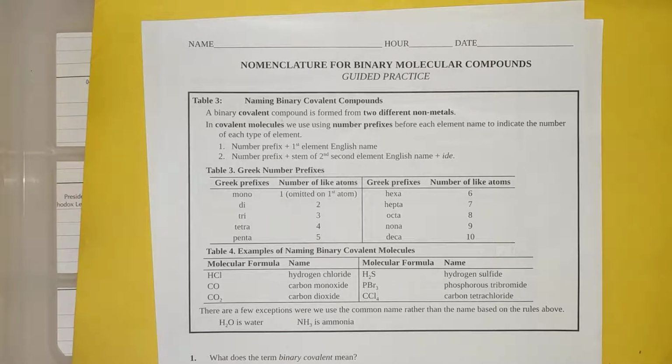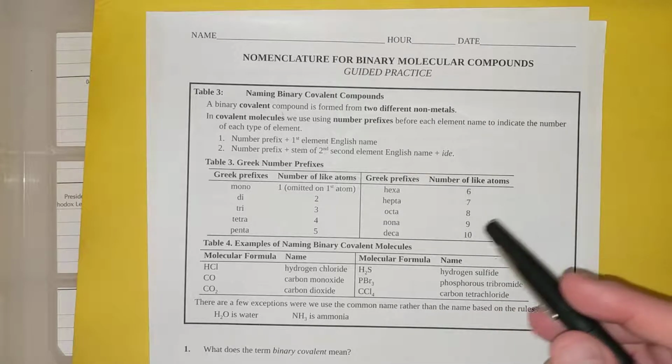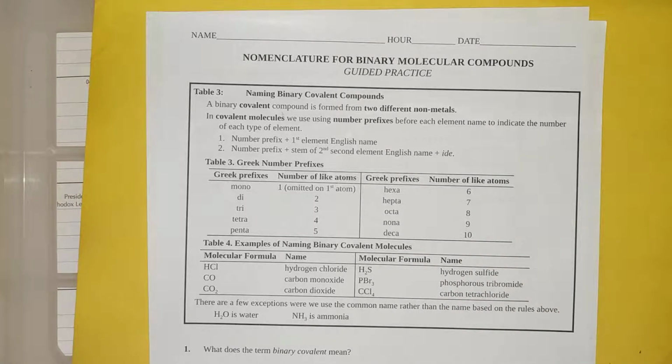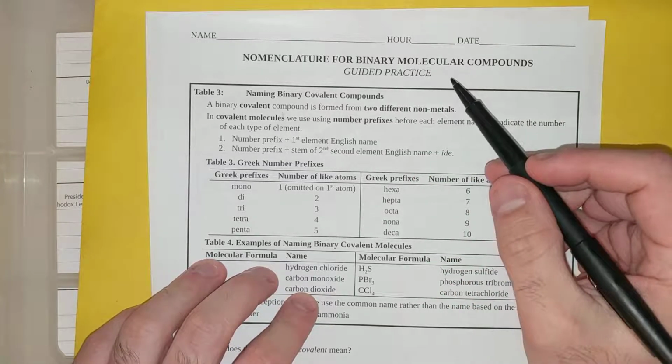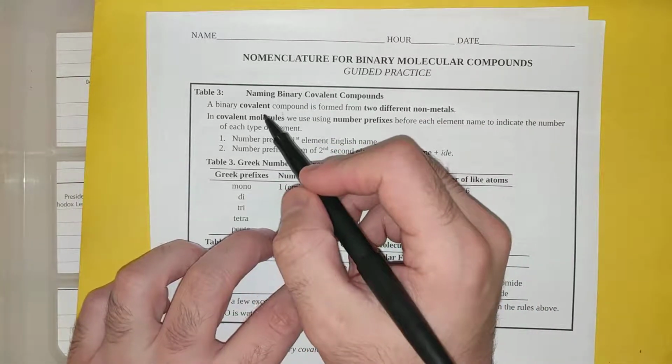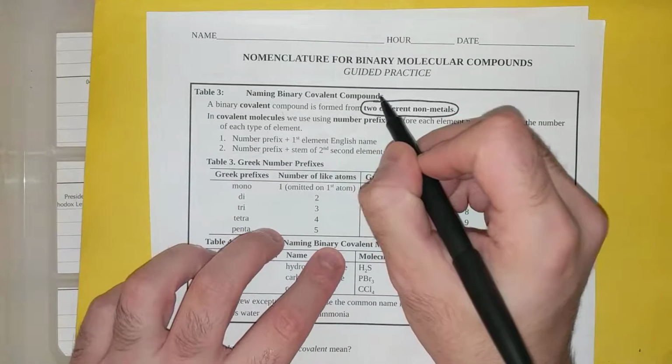Alright, hey Honors Chemistry. I wanted to make a quick and brief video on naming molecular compounds. A lot of us have been seeing that this is relatively quick and approachable, but I still want to show us how to do this. So, in general, a molecular compound, or we call it a binary covalent compound, contains two different nonmetals.